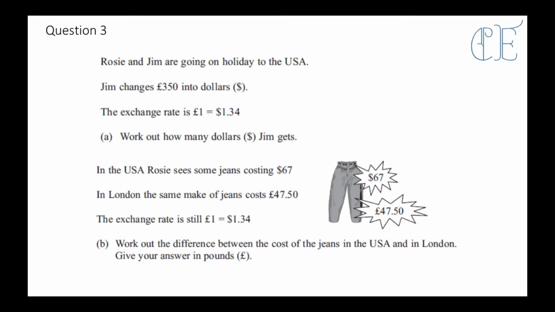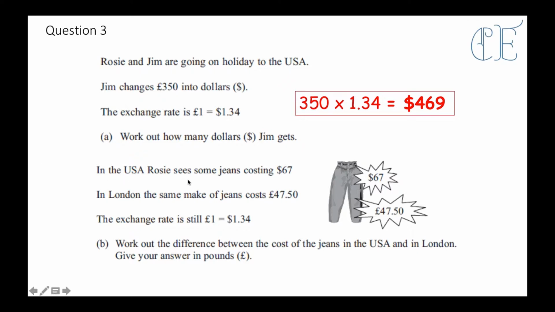Okay. Rosie and Jim are going on holiday to the USA. Jim changes £350. The exchange rate is £1 equals $1.34. How many dollars does Jim get? Okay, so he has £350. We are going from pounds to dollars, which means we're going this way, which means we must times. So 350 times 1.34, because that's our exchange rate, is $469.